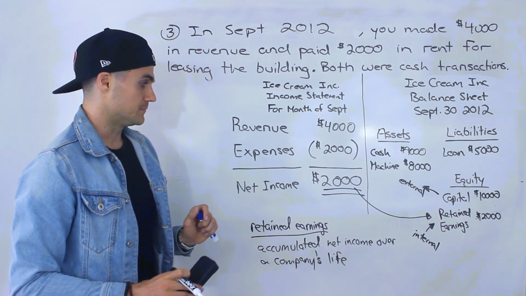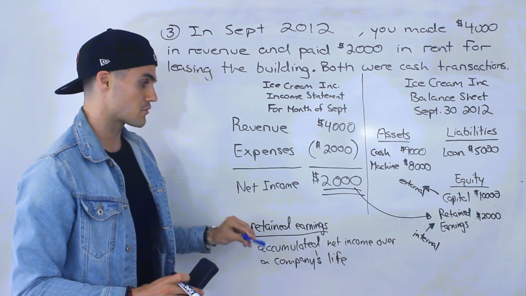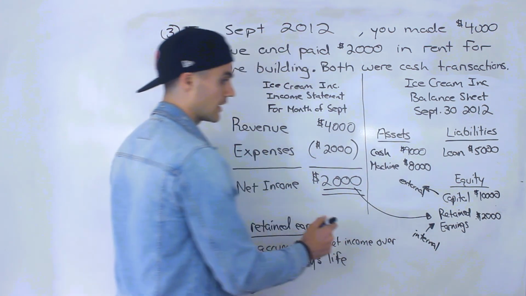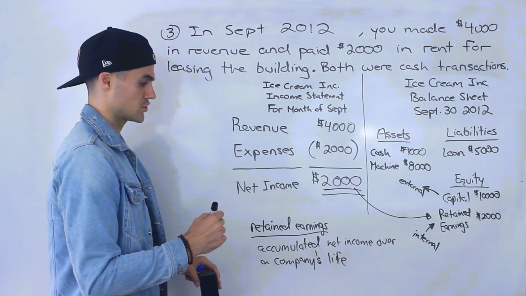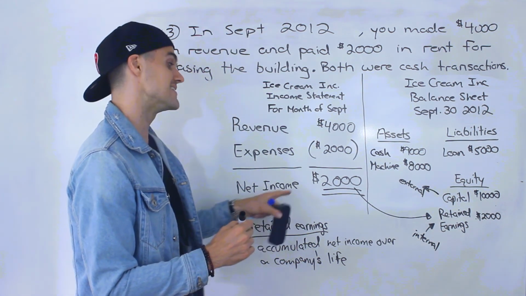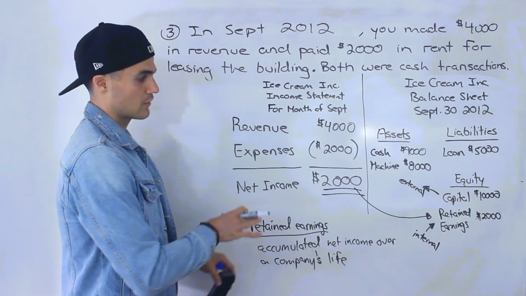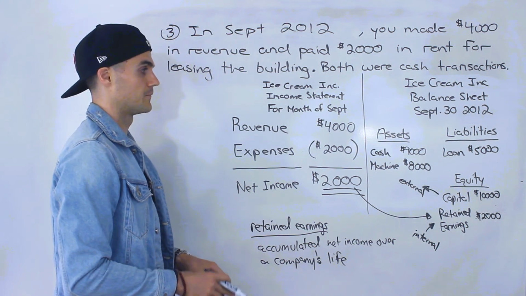One thing I want to mention, we're actually going to cover it in the next transaction, is there is another thing that affects retained earnings, and that's something called dividends. And I'll explain what those are in the next transaction. So really this definition should be accumulated net income and dividends over a company's life. But because we haven't covered dividends yet, I'll just leave it at net income for now.